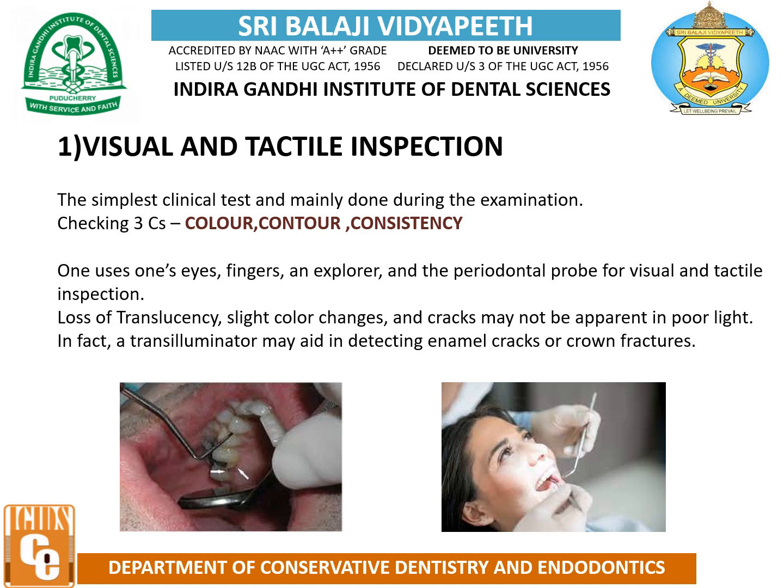Moving on to the visual and tactile inspection. This is the simplest clinical test and it's done mainly during the examination, which includes checking the three C's, that is the color, contour and consistency. The clinician uses his eyes, fingers, explorer and the periodontal probe for visual and tactile inspection. Loss of translucency, slight color changes and cracks may not be apparent in poor light. In fact, a transilluminator may aid in detecting enamel cracks or crown fractures.